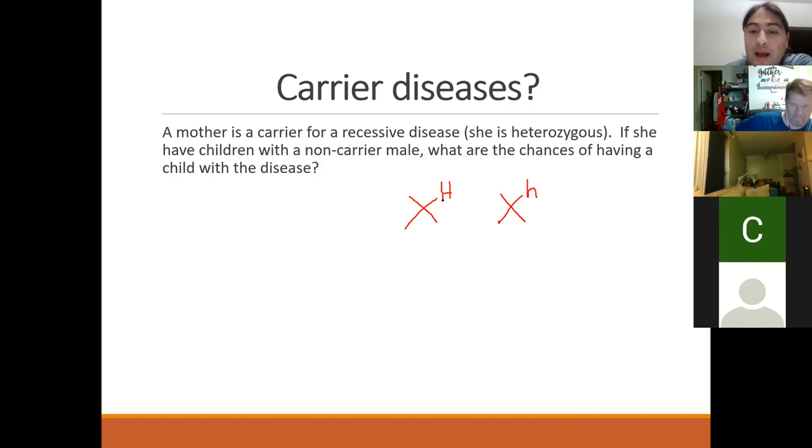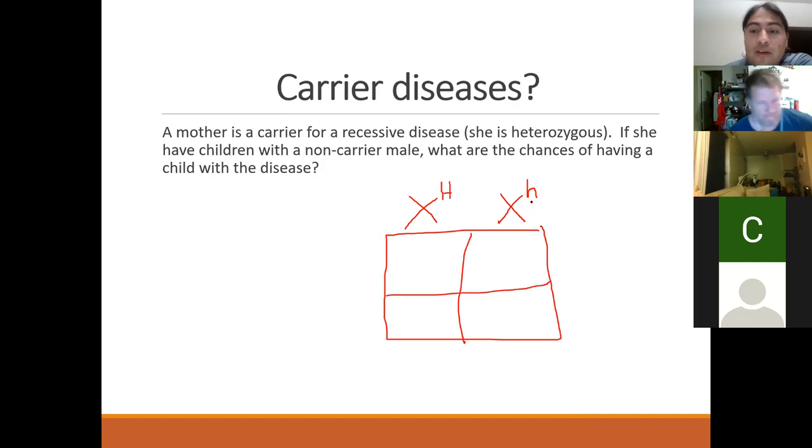Since she's heterozygous, we're going to have it like X and X, so she's going to be providing the X chromosomes. One of them is going to be the normal, and the other one is going to be the recessive carrier of the disease. And then the question is asking that she is going to have children with a non-carrier male. So non-carrier is going to be a dominant like this. So the male is going to be X, capital H, and then the Y. And the Y, since it's a different chromosome, is not going to contain anything. It's just going to be blank over here on top.